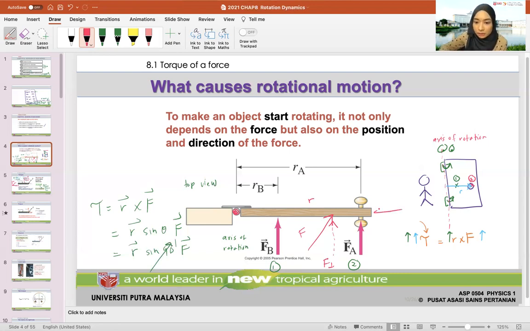Sama juga tadi Hazira apply parallel. So parallel means that our angle is 0. The angle between F and R, they are on the same axis. So the angle between them is 0 or 180, right? F is this way, R is this way. The angle between them is 180. So sine of 180 is 0. Is it? Yes, it is 0. So there's no torque. There's no rotational motion. Okay, so that's your introduction. Let's talk more on it.